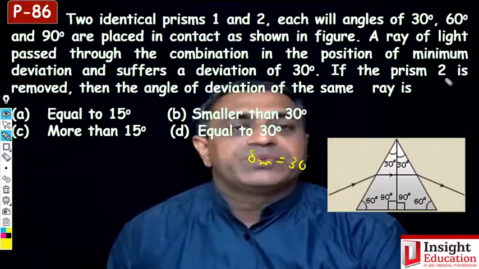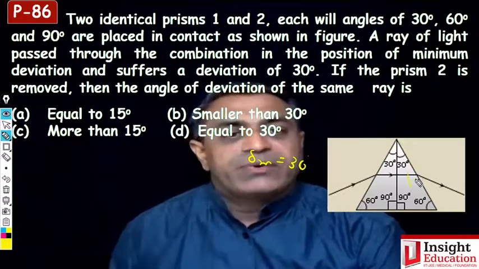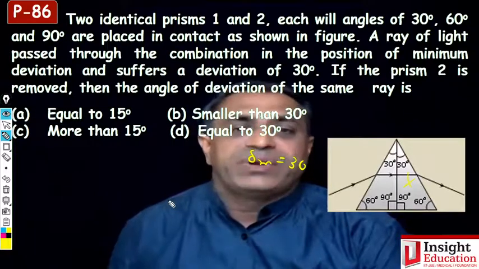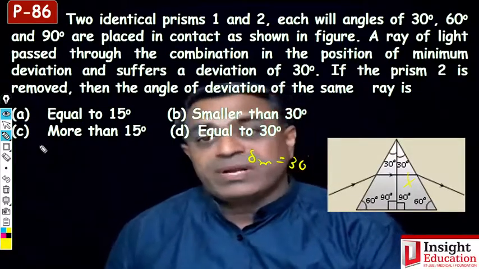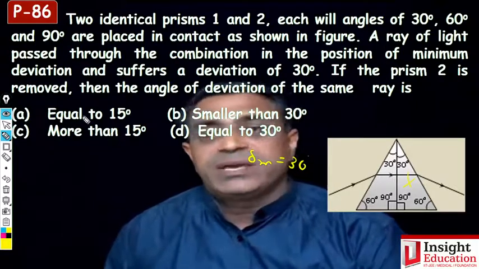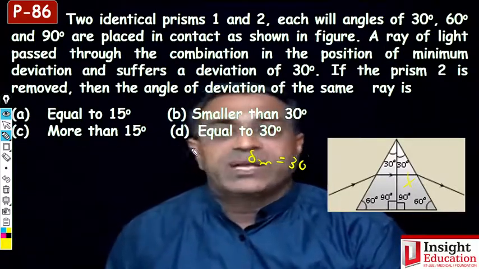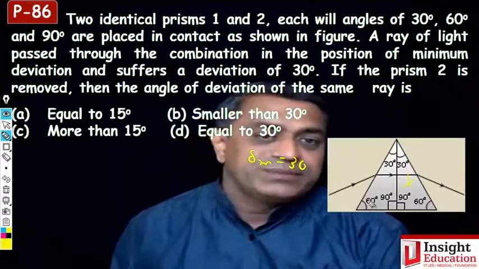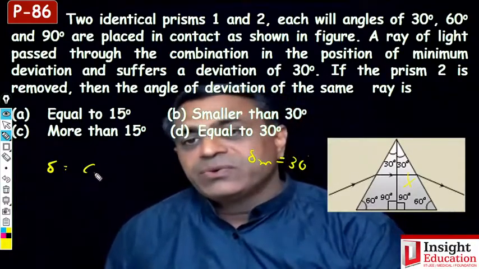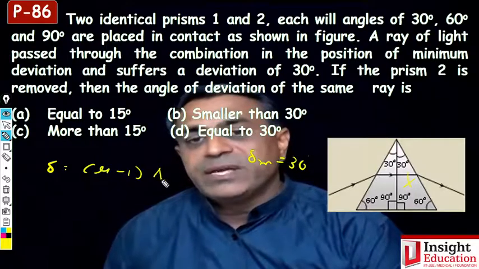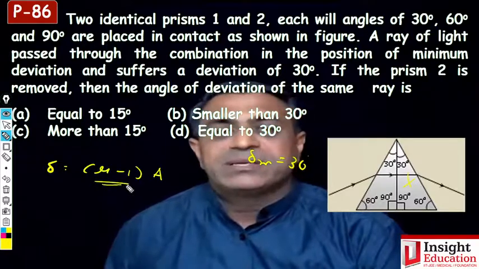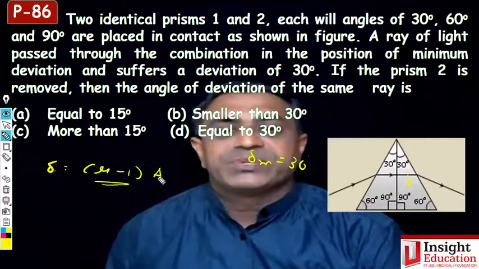If prism 2 is removed, so now remove this prism, then what is the angle of deviation of the same ray? The options are: smaller than 30 and equal to 15, or more than 15 and equal to 30. So the angle of deviation delta is equal to (mu minus 1) times A. Here the material is the same, so delta is proportional to A.